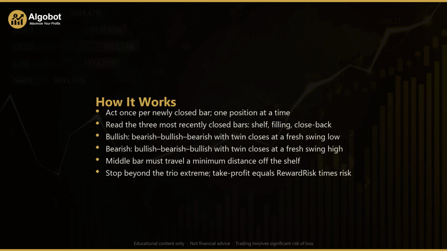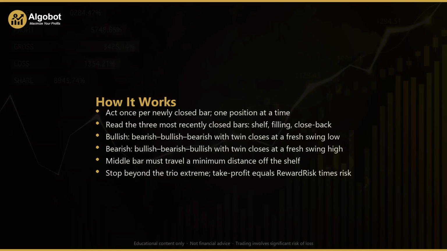For a bullish sandwich, the strategy checks several conditions together. The first and third bars must both be bearish, the middle bar must be bullish, and that middle bar must close at least a set distance above the shelf, by default 45% of the average range, so the filling genuinely lifts off the floor. The first and third closes must match within the tolerance, which defaults to 12% of the average range. And crucially, the shared low of all three bars must be a fresh swing low over the look-back window, which defaults to 20 bars. When every condition is met, the strategy signals a long.